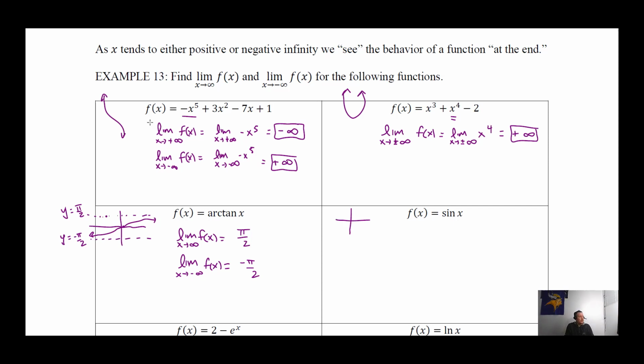Sine of x was an interesting function because it kept on going up and down and up and down forever. So it really never settles, right? It never actually approaches a fixed number. And so if we do the limit as x either goes towards plus or minus infinity of sine of x, we can see that it's never settling down, and so it does not exist. It keeps oscillating. The mathematical word for this is that it oscillates between 1 and negative 1.